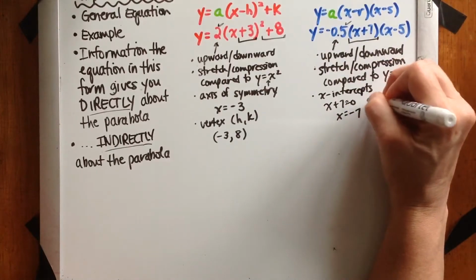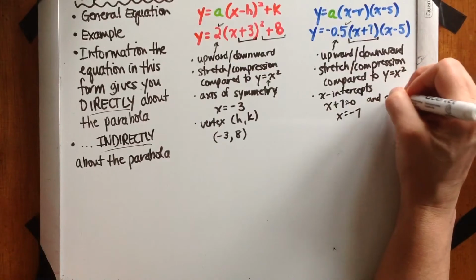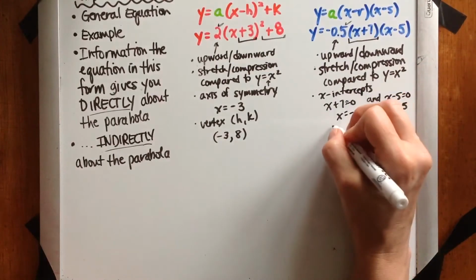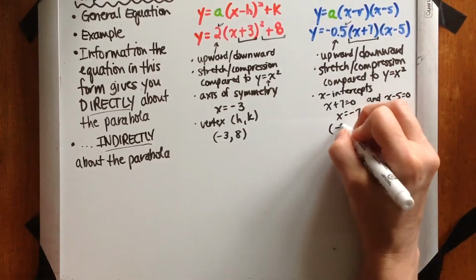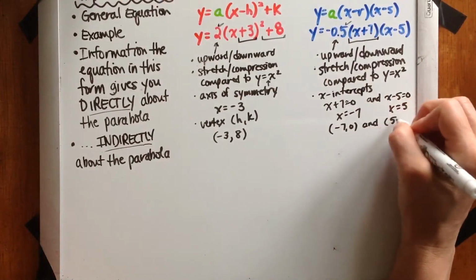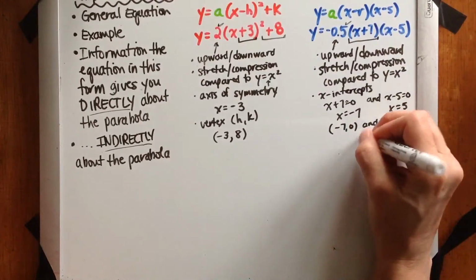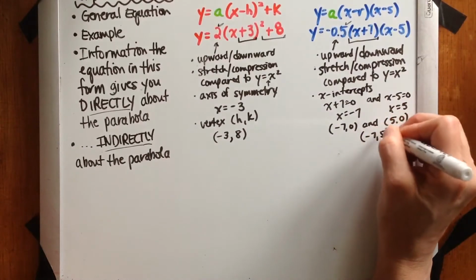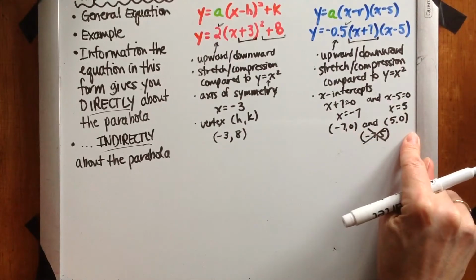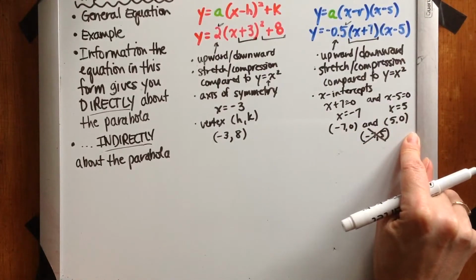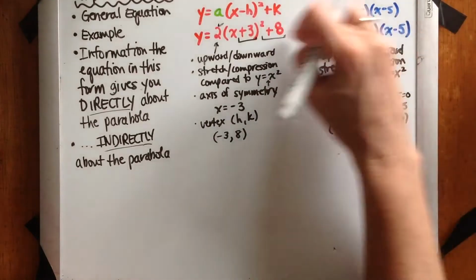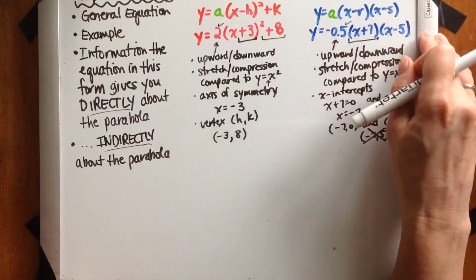And similarly, we would have x minus 5 is 0 or x is equal to 5. So the coordinates of the x-intercepts are (negative 7, 0) and (5, 0). We would not write it as (negative 7, 5). That's one point. These are 2 separate points. And so you can see that there are 3 things that we can pull out directly from an equation in intercept form.